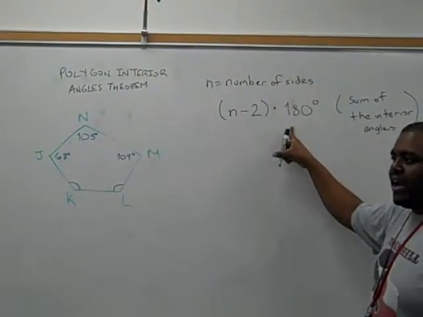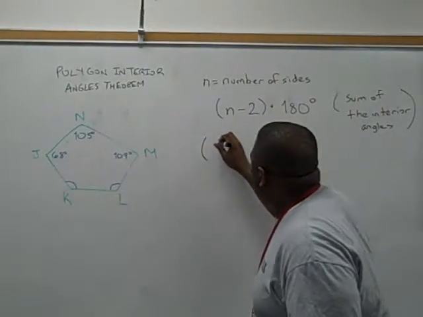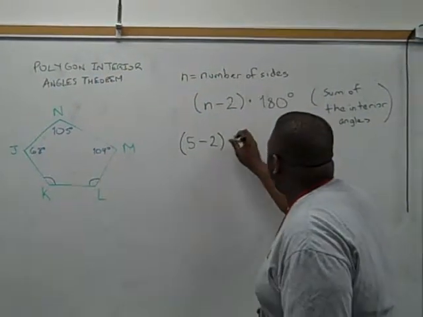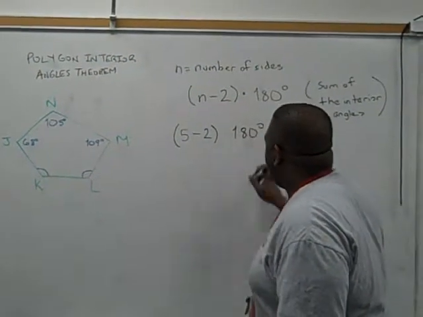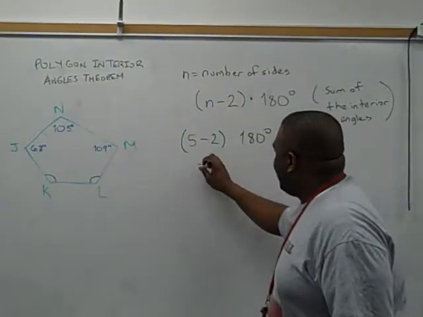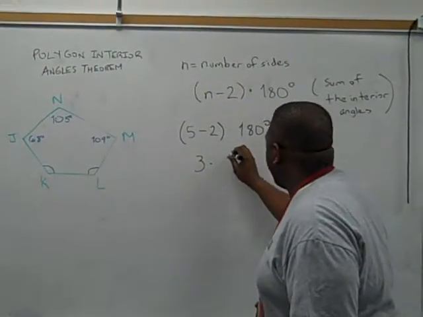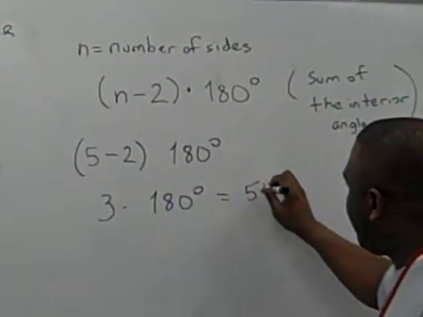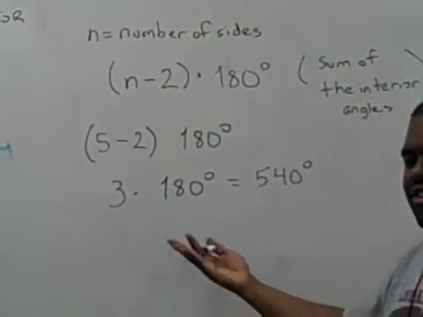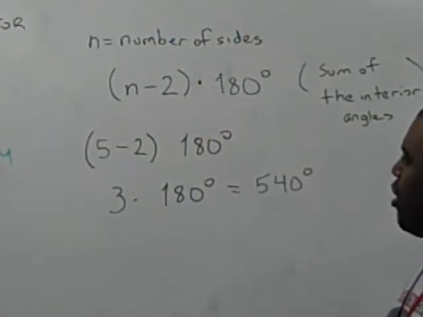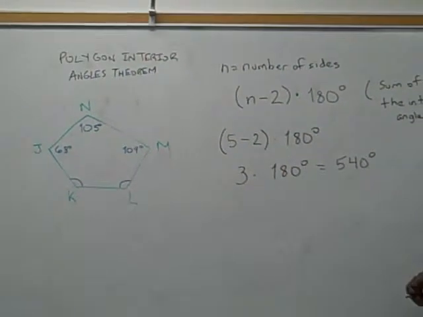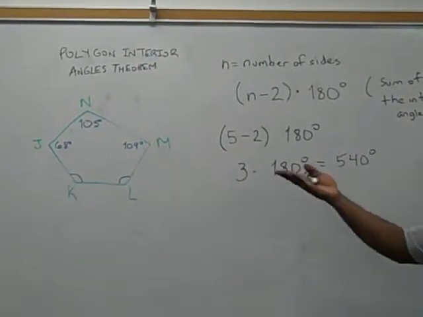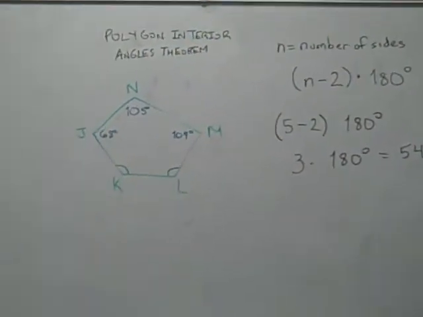So, take this formula right here, and we're going to do 5 minus 2, because n is the number of sides, times 180 degrees. 5 minus 2 is 3, times 180 degrees, gives us 540 degrees. Again, you can use your calculator to find that. So we know that these 5 angles right here add up to 540 degrees. Now the question is, let's find angles K and L.